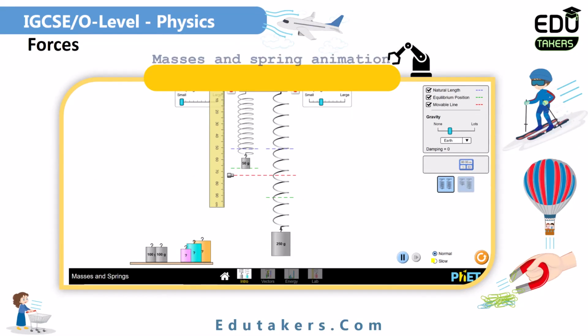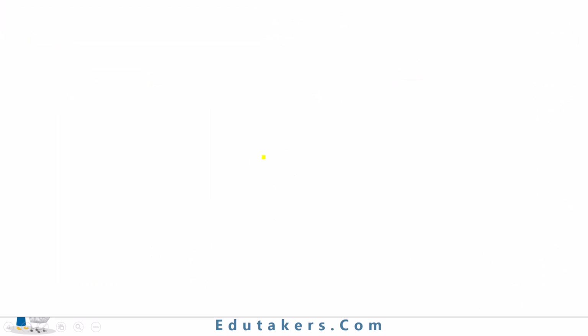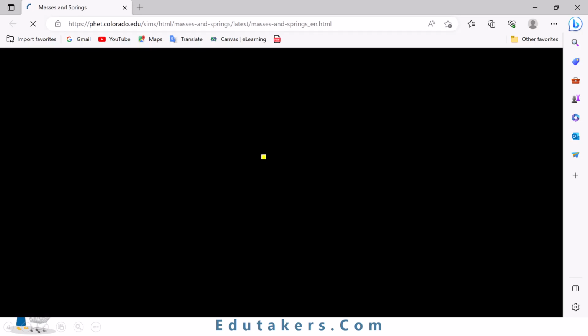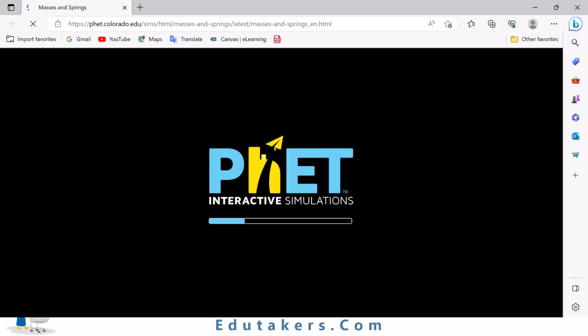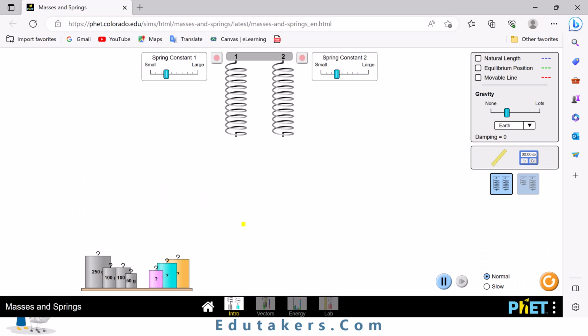Here is basically the animation that is related with the mass on spring. Let's open this. So let's open the first one, intro. Here you can see that there are two springs. What you need to do here? First of all, you can see there are the two springs and you have to choose the ruler and place it here.